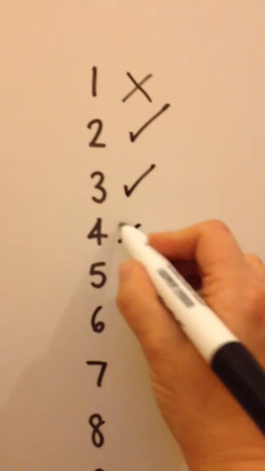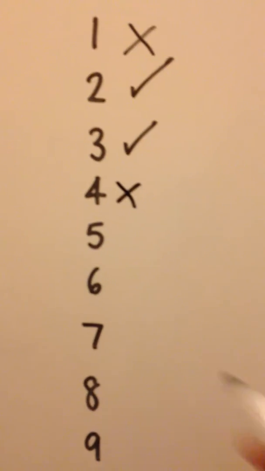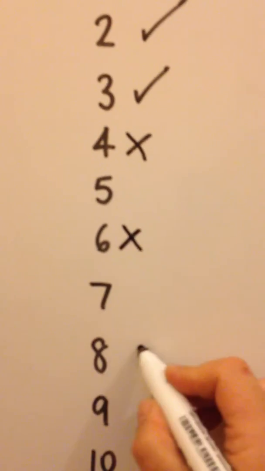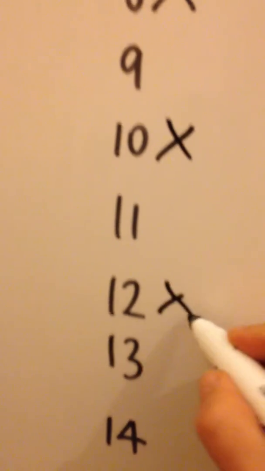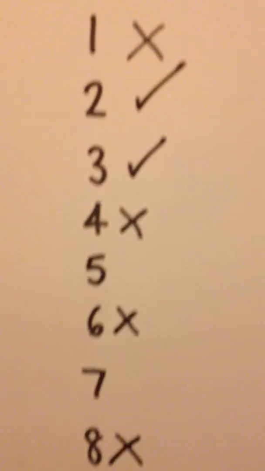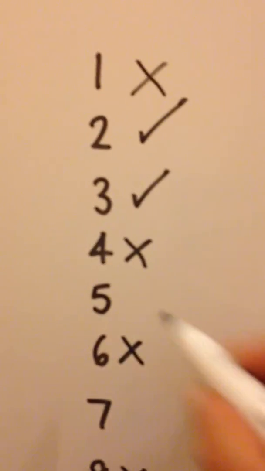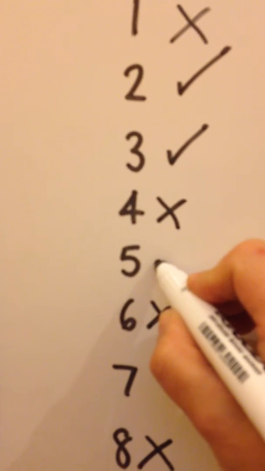Four is not, because it's also got two as a factor. In fact, all of these even numbers are not prime because they're also in the two times table. The only even number which is prime is two. Five's a prime number, one times five, five times one, no other way of making it with the times table.